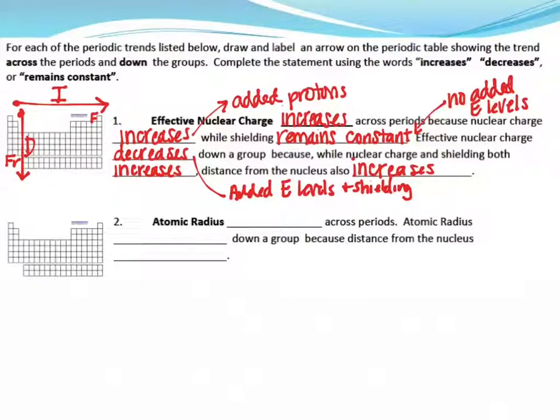So here's where Fat Frank and Skinny Flo really come into play. Atomic radius. As I go across the period, as I go from here over to here, as I'm going towards fluorine, what happens to the atomic radius size? The atomic radius is going to decrease.